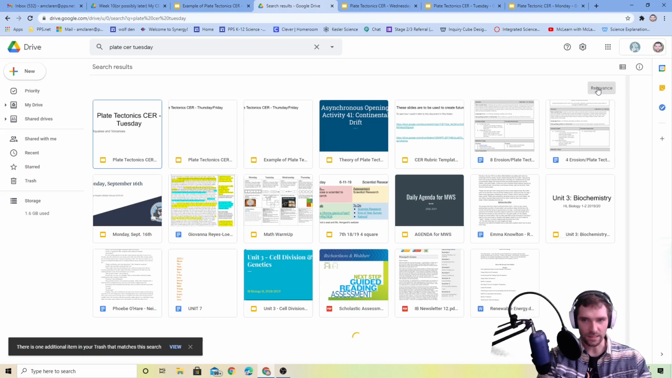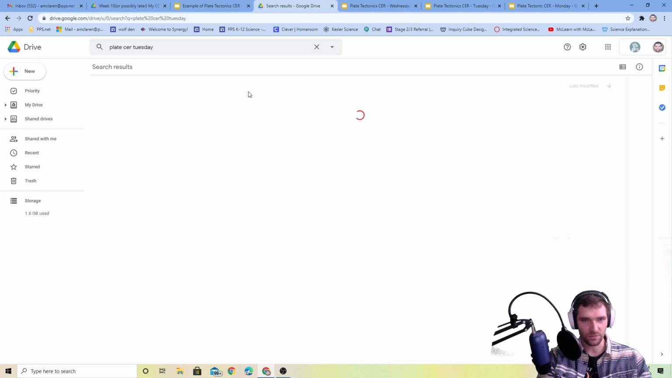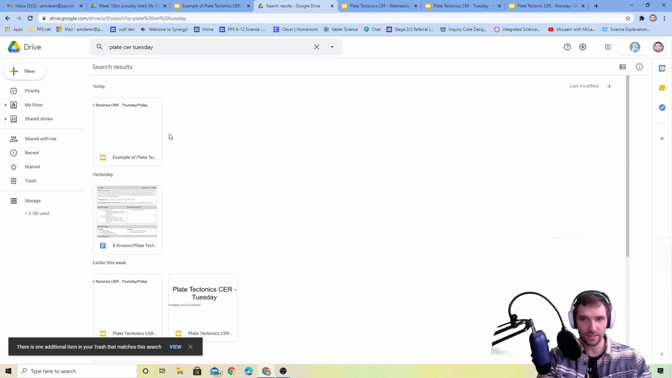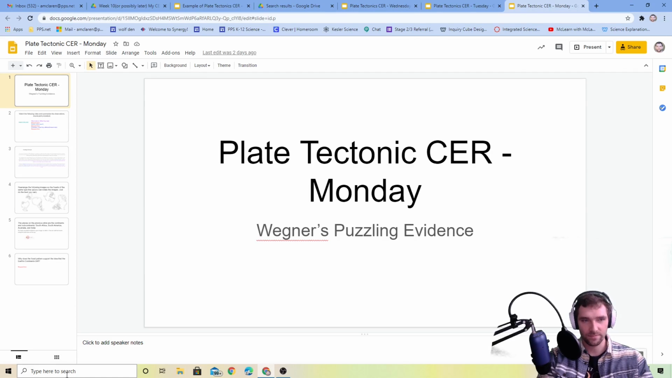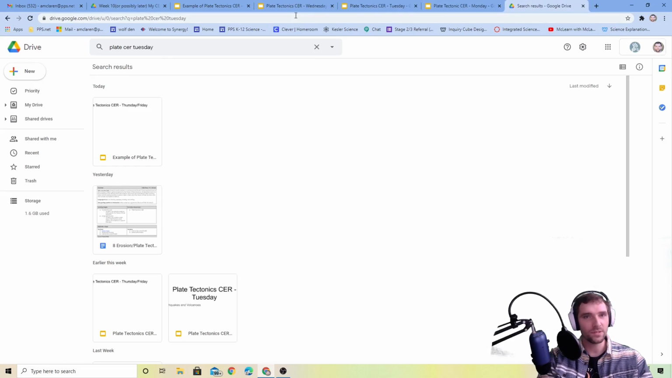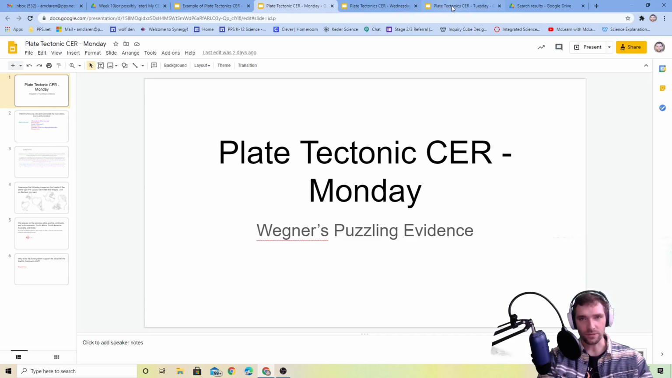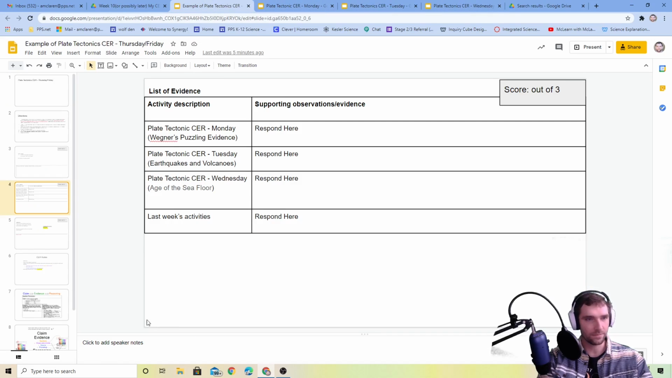You can also look at when they were last modified and search for the most recent one that you've been working on. That's one other way to find out which one is the one that you had work on. I know that people have a lot of copies in their drive right now for assignments, so a little tip there. So I've got these 3 assignments, Monday, Tuesday, Wednesday. I'm going to be looking at those. I'm going to kind of reorder them to help myself think about them as I go through the CER.